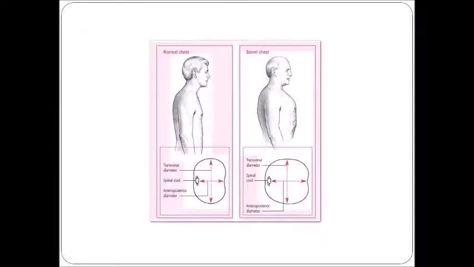Now see what is called barrel shaped chest. You can compare the normal chest with the barrel chest in this diagram. You can see the cut section, superior view. You can see an increase in both anteroposterior diameter as well as transverse diameter. So this is a typical barrel shaped chest found in COPD.